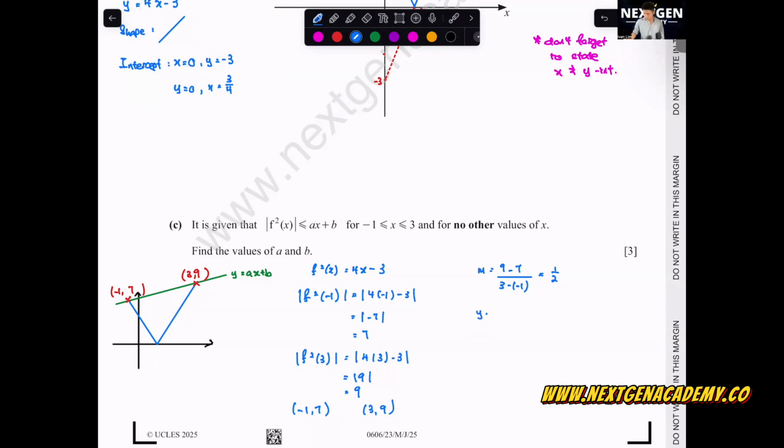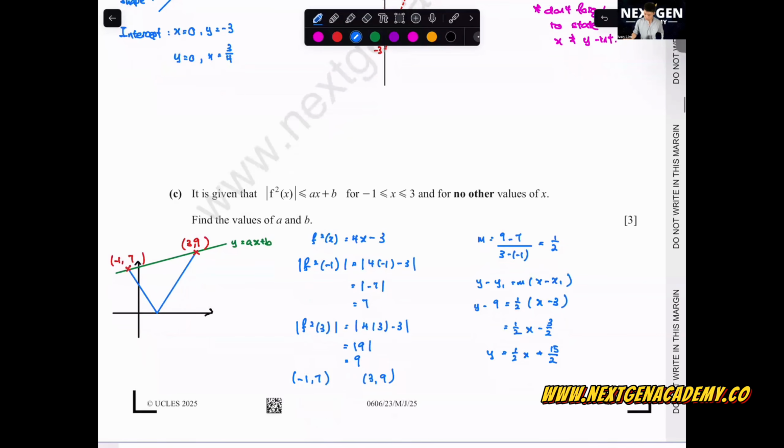Okay, so if you use y minus y1 equals m(x minus x1), which values do you want to use? y minus 9 equals half (x minus 3). Okay, they want it in the form ax plus b, right? So y equals half x minus 3 over 2 plus 9, and we get 15 over 2. So the a value is half, the b value is 15 over 2.